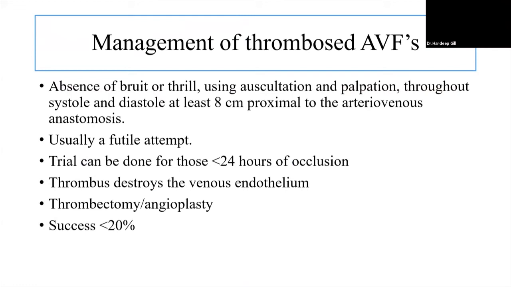It's usually a futile attempt. Trial can be done for those who get occlusion less than 24 hours. And the thrombus actually destroys the endothelium and makes it more thrombogenic. So even though you do your declotting via a thrombectomy or a thrombolysis followed by an angioplasty, your success rates are still very, very low in thrombosed AV fistulas. We are actually just abandoning them once they thrombose.